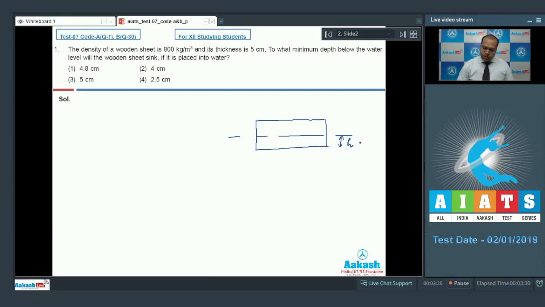If the sheet is in equilibrium, then we can say that the gravitational force of the sheet is balanced by the buoyancy by the water. So I can write the buoyancy force is, if I consider the cross-sectional area is A, then A into h into density of water into g, that is the buoyancy, must be equal to mg, that is A into T, because T is the thickness of the sheet, into density of the sheet, that is the density of material, into g. So from here we can calculate the value of h.